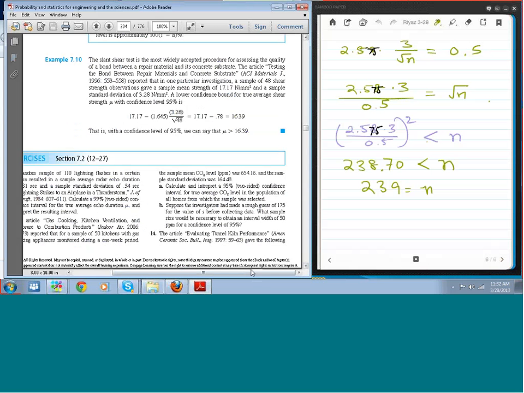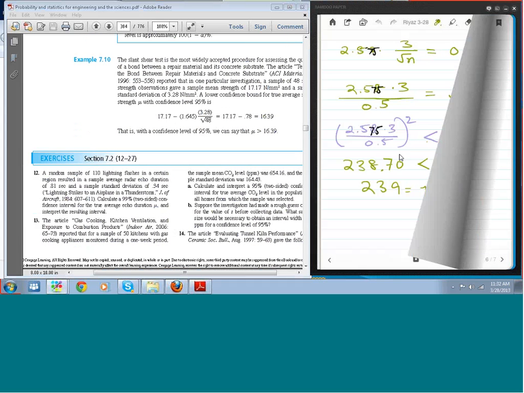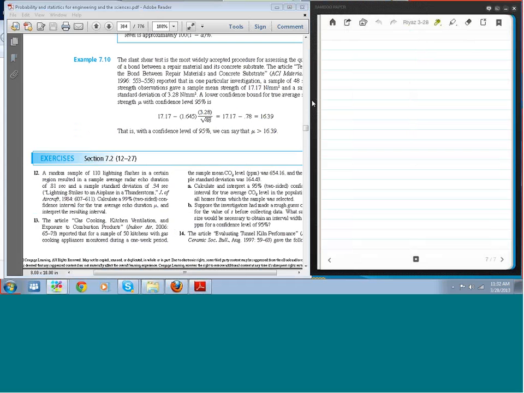So let's do number 12. A random sample of 110 lightning flashes in a certain region, so n equals 110. The mean was 81, not mean actually, X bar, right? X bar is 81. And S is 0.34.